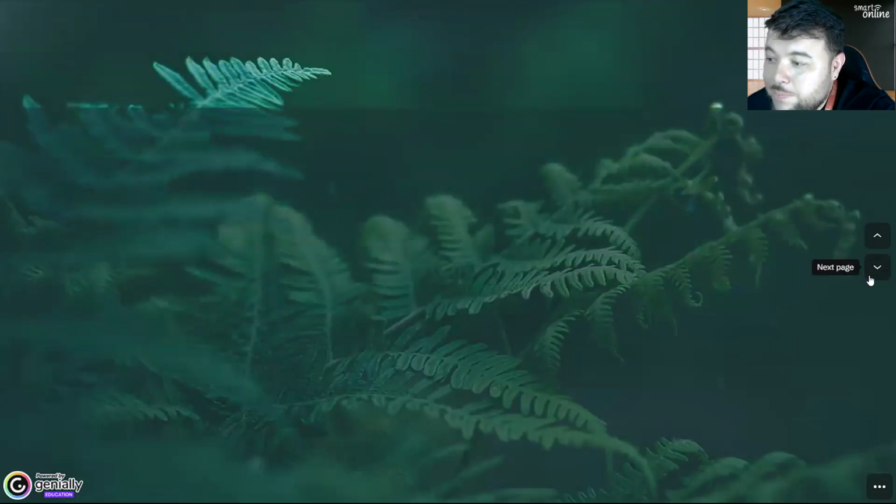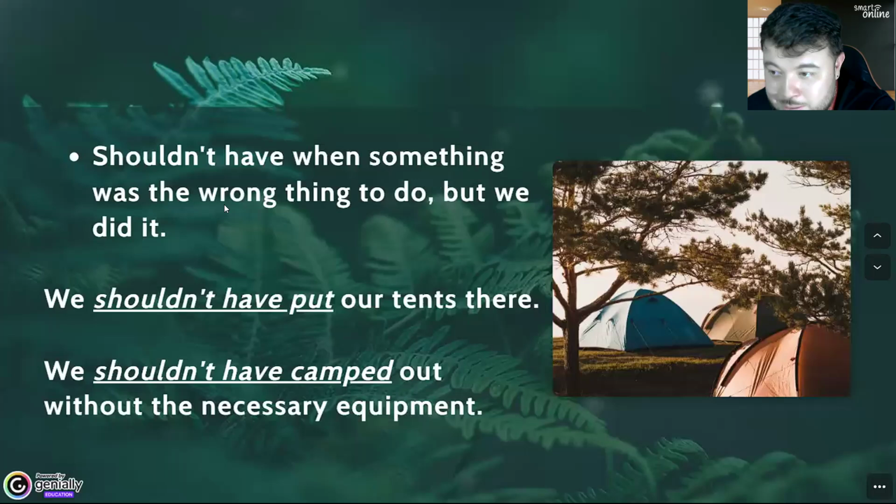Okay, now look at this other example. Shouldn't have, something that was the wrong thing to do, but we did it, right? Entonces, por ejemplo, we shouldn't have put our tents there. No debimos haber puesto nuestras carpas ahí, right? Or we shouldn't have camped out without the necessary equipment, right? No debimos haber acampado sin el equipo necesario, right?